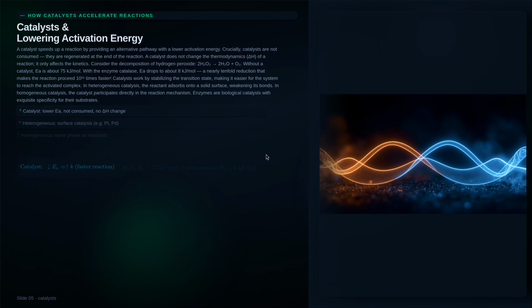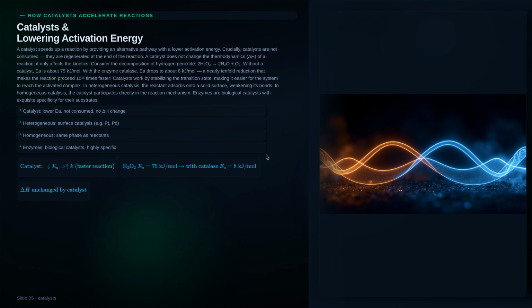A catalyst speeds up a reaction by providing an alternative pathway with a lower activation energy. Crucially, catalysts are not consumed. They are regenerated at the end of the reaction. A catalyst does not change the thermodynamics, delta H, of a reaction. It only affects the kinetics.